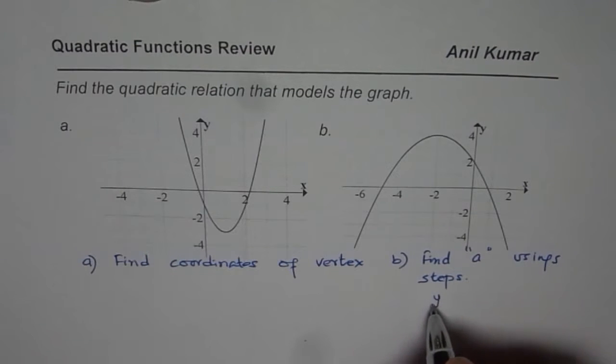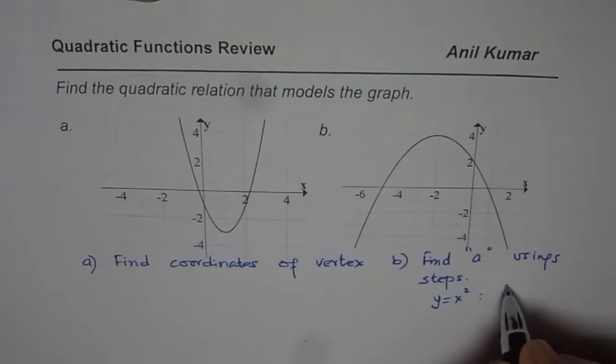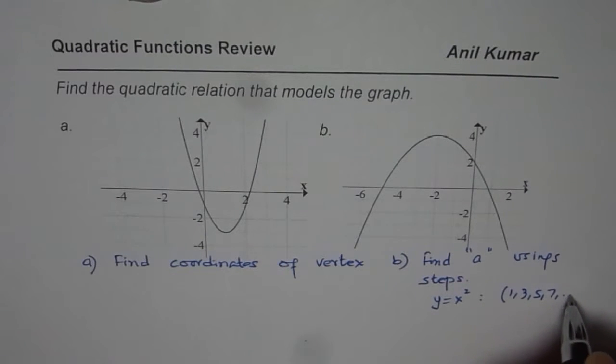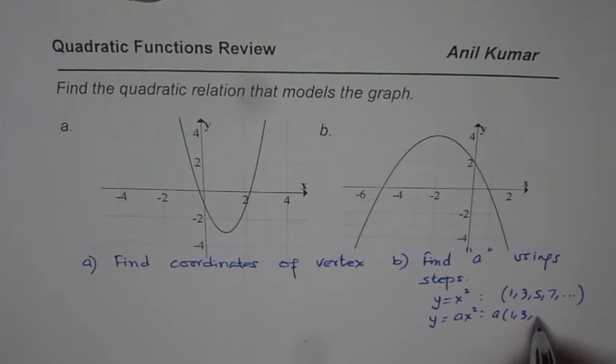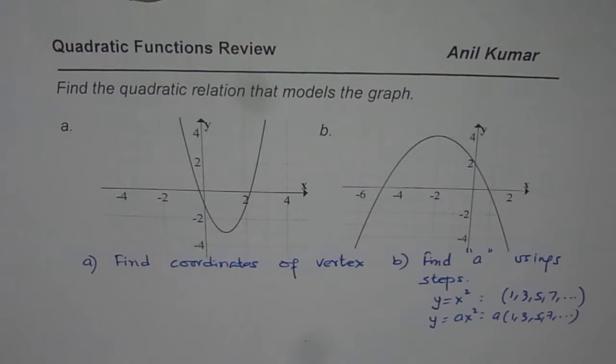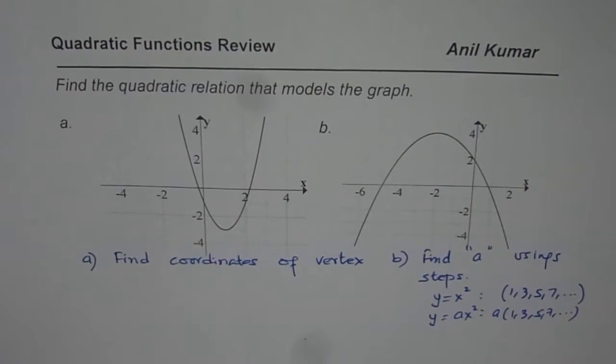If I have y equals x squared, in that case the steps are 1, 3, 5, 7 and so on. But if I have y equals a x squared, then the steps will be a times 1, 3, 5, 7, like this. So these are the steps which I call. When I write down the equation, I think this process will be absolutely clear. Okay, so let's begin by finding the vertex.